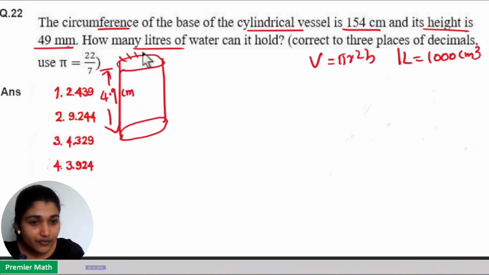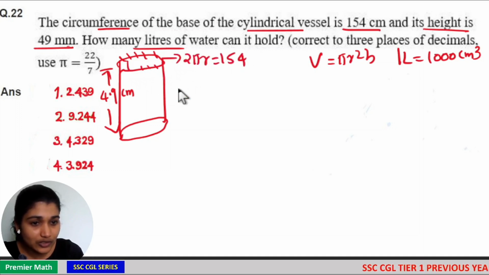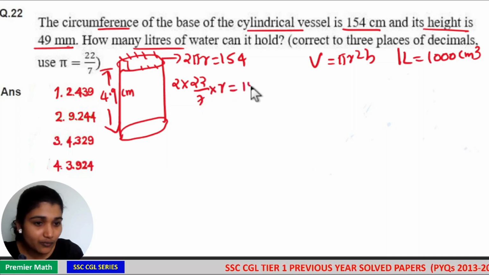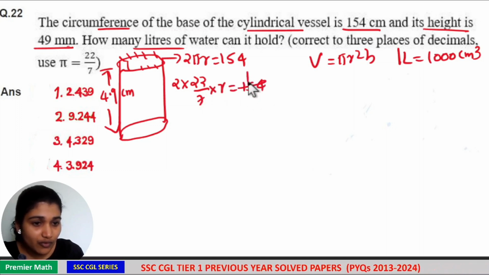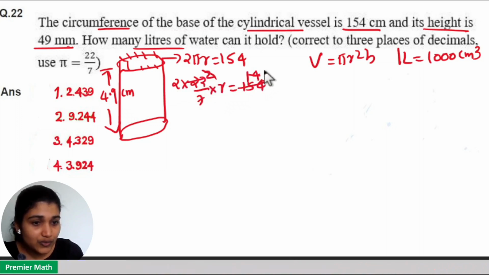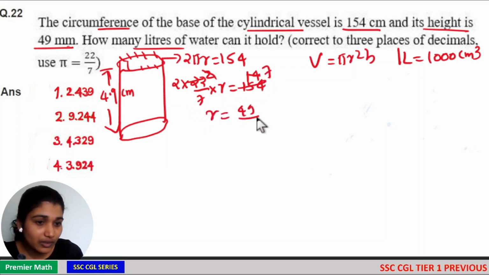Now circumference of the base means 2 pi r. 2 pi r is equal to 154 centimeter. So 2 into 22 by 7 into r is equal to 154. 11 goes 1 time in 15, 4 times in 44, 2 times in 22. 2 goes 7 times in 14. So r is equal to 49 divided by 2. R is equal to 49 by 2 centimeter.